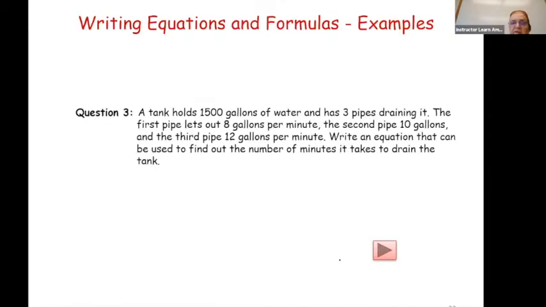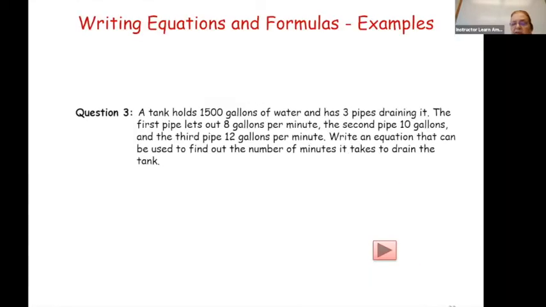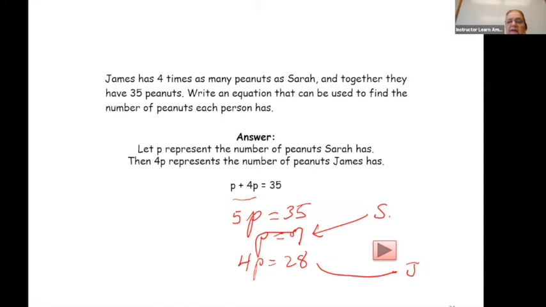And 4P represents the number that James has. I seem to keep hitting the wrong key accidentally. Sorry about that. And so if we add up Sarah's to James's, we get the total 35.